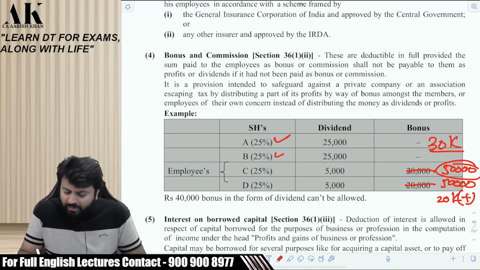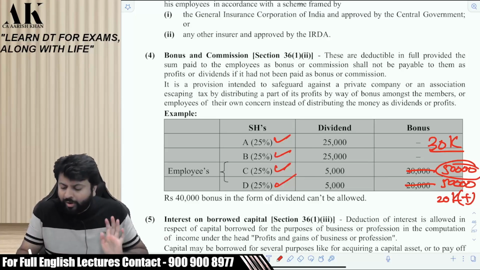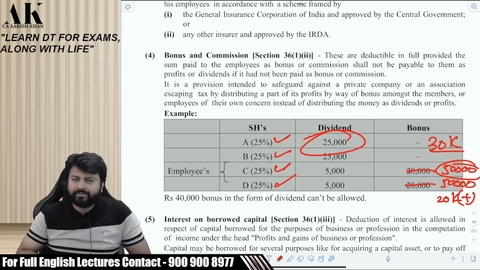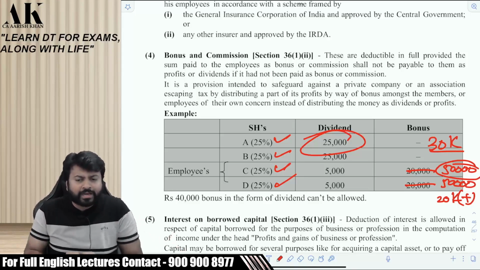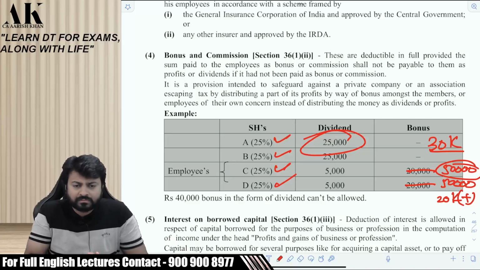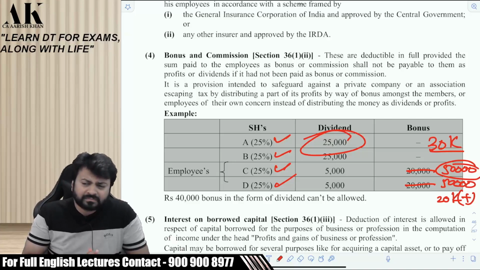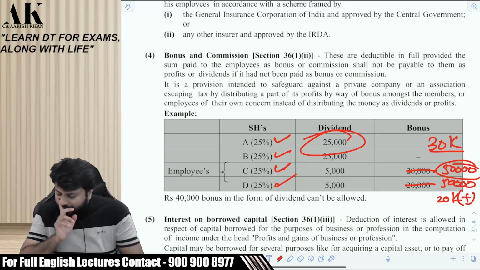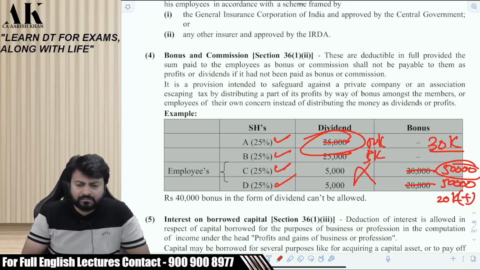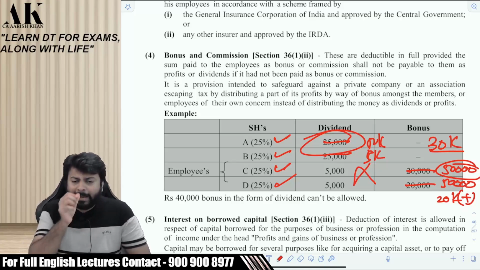If there are 4 shareholders holding equal shares, do they not deserve equal dividend? I am asking you a simple question. Dividends are paid based on percentage of shareholding. It doesn't matter whether you are Mukesh Ambani or a small shareholder. Right or not? So you have to pay. If you would have paid 5,000 to these people also, now I would have no problem. Are you clear?